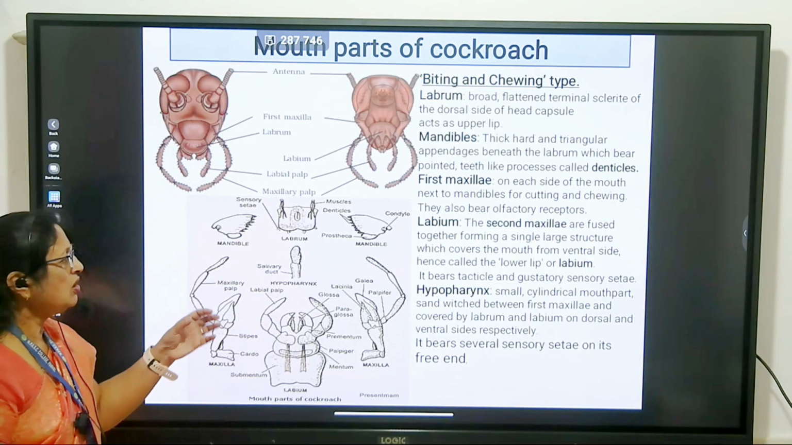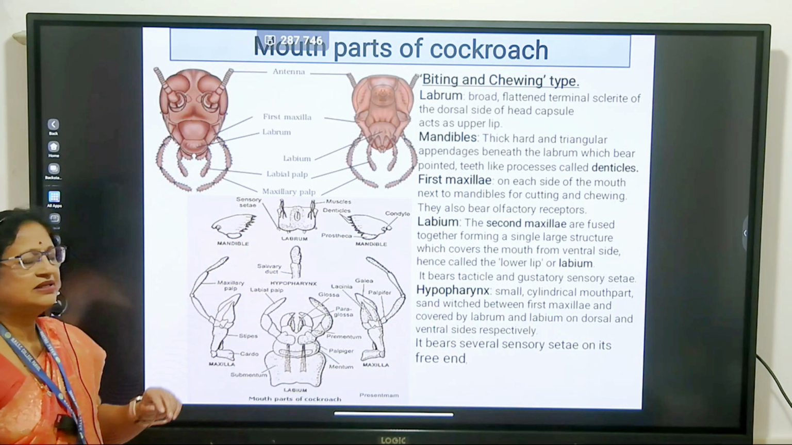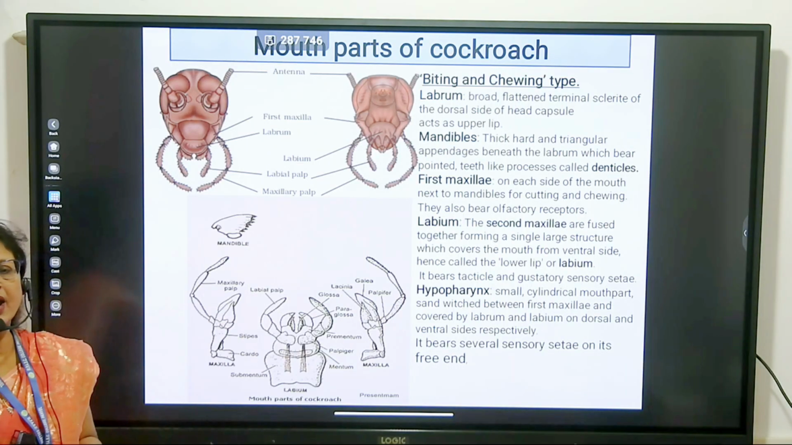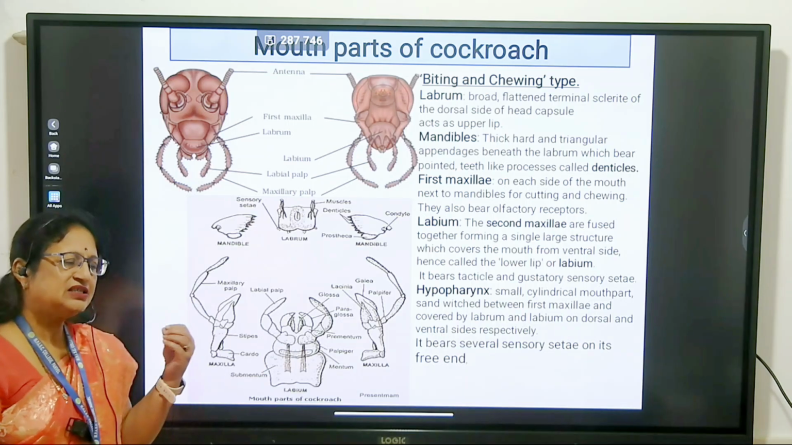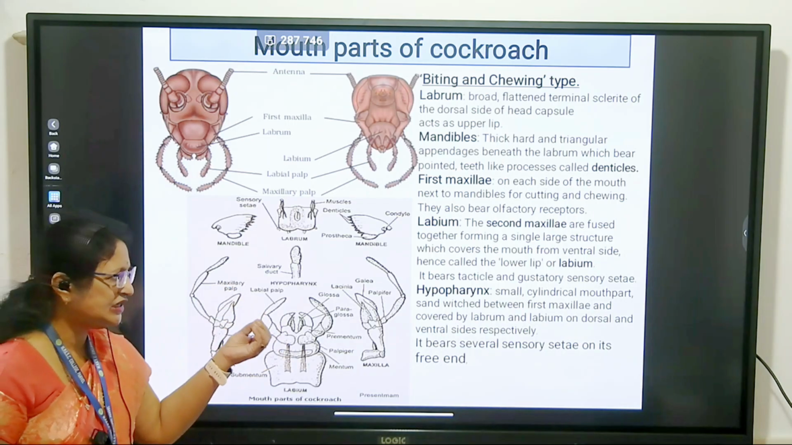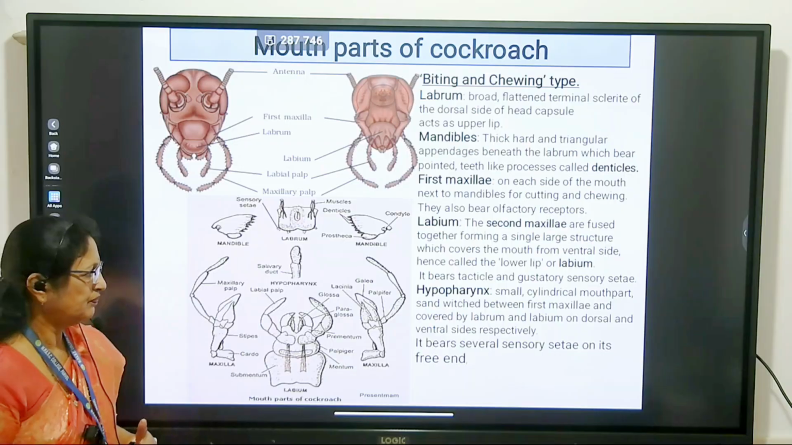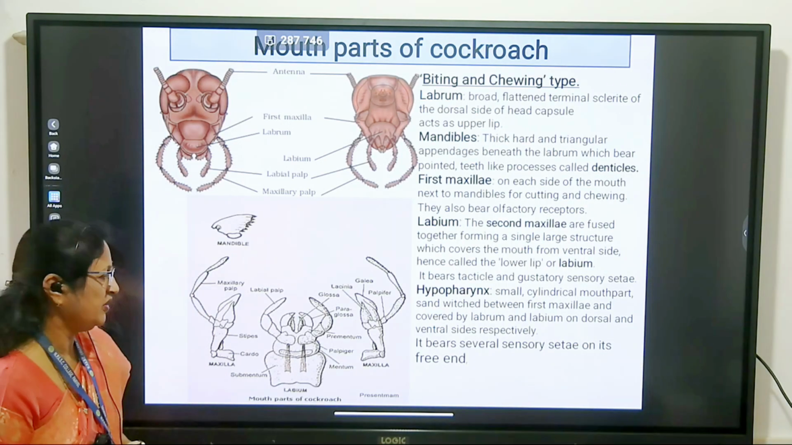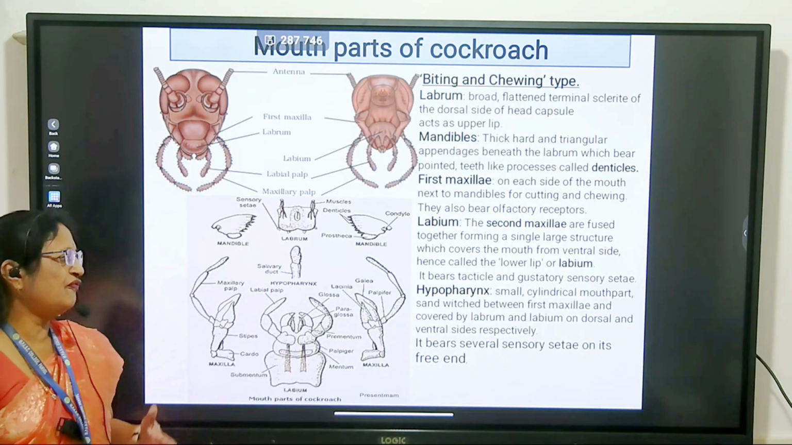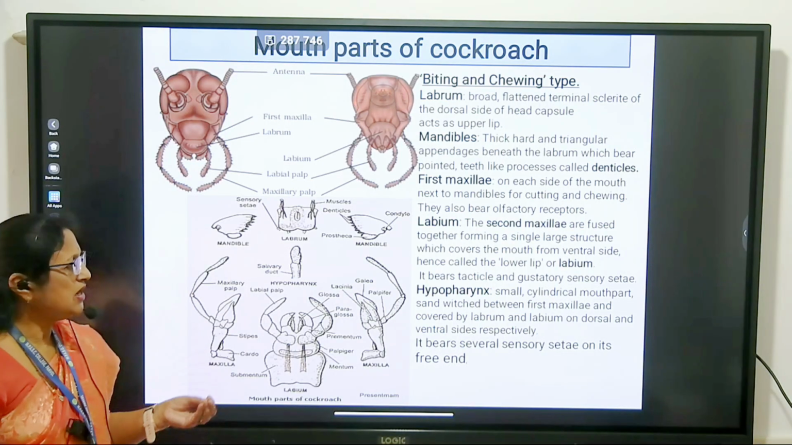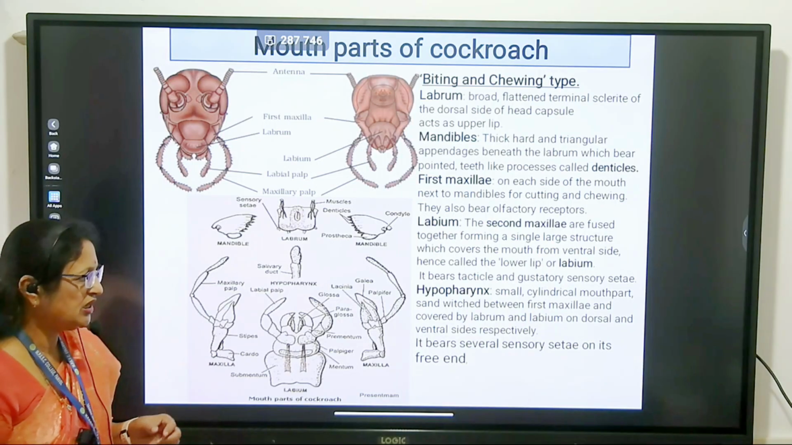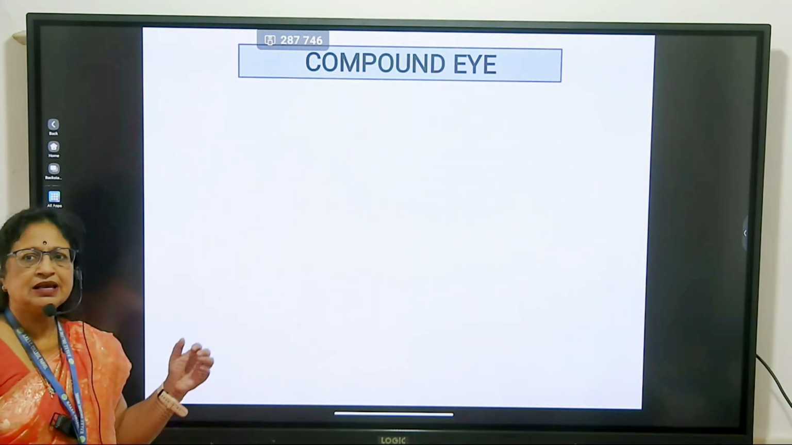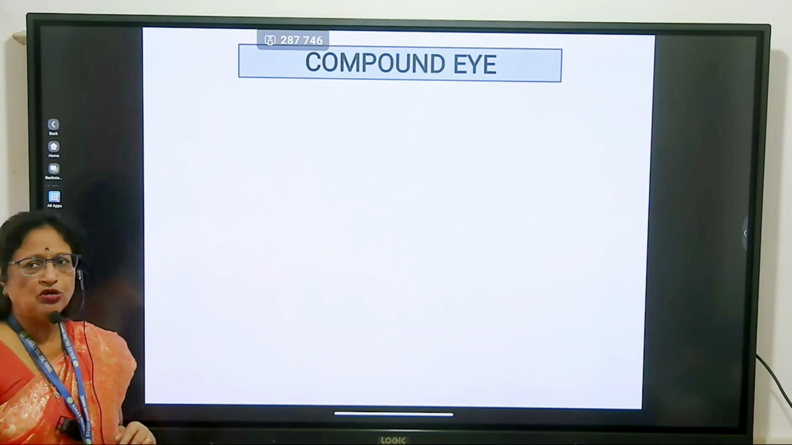In between all these four structures, at the center there is a tongue. This tongue is also called the hypopharynx. This tongue is very small. It is a cylindrical mouth part. It is present at the center of the mouth cavity. This hypopharynx or tongue bears several sensory setae on its free end. This is about the mouth parts.